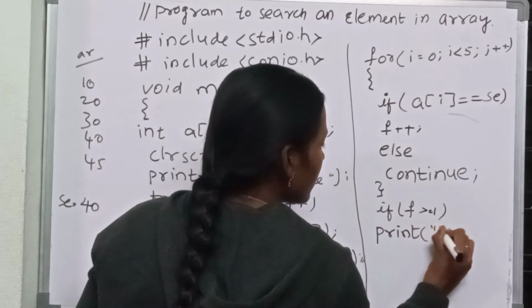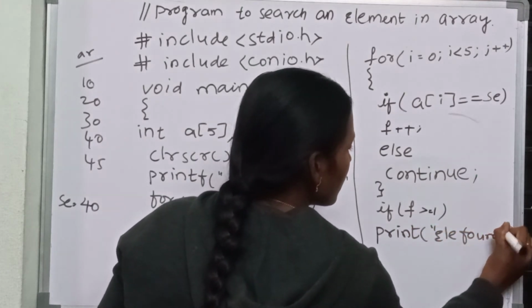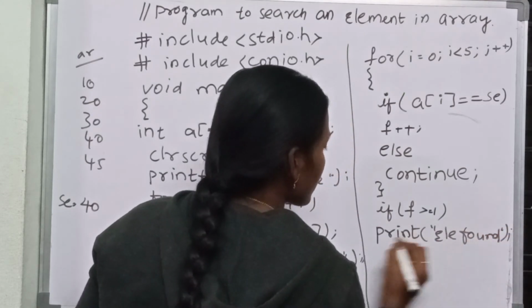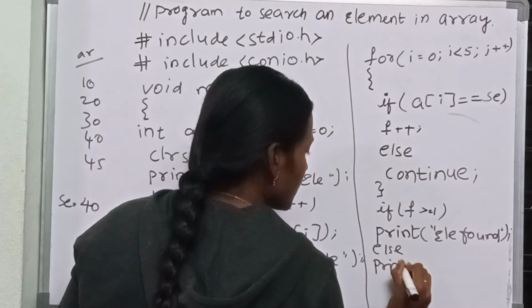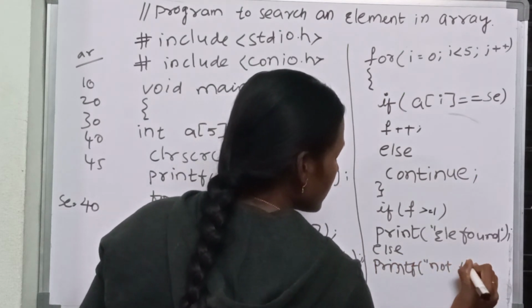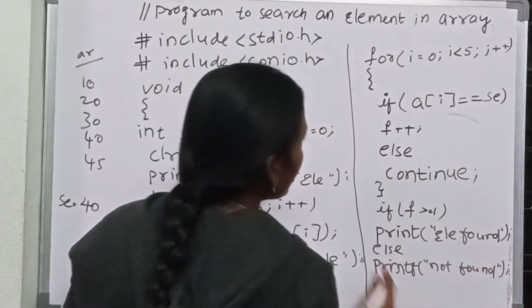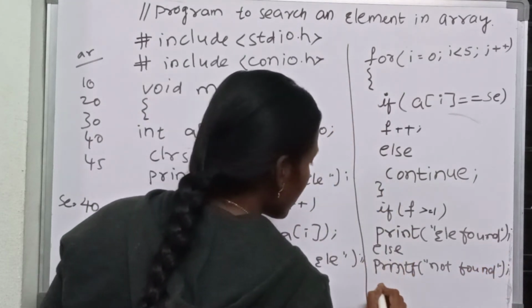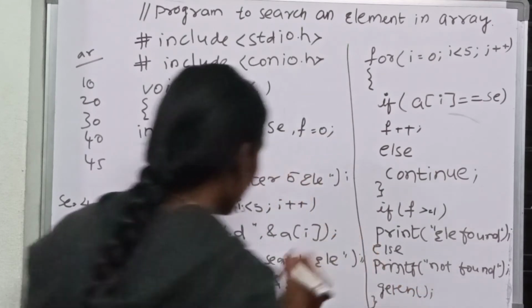Printf, we say element found. Else printf not found. Right? I am closing the for loop. If else is over there. Getch I am writing, and I am closing the program.